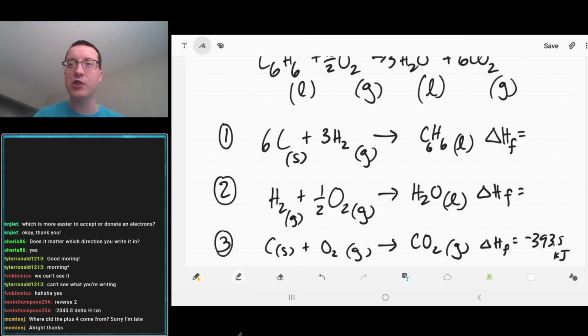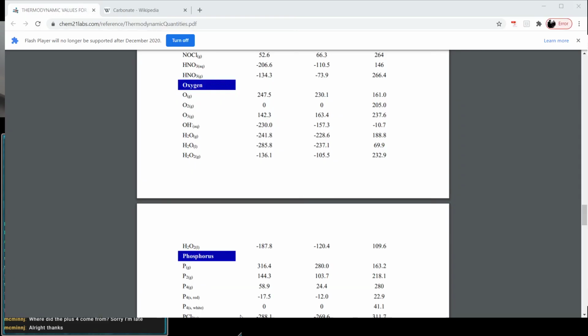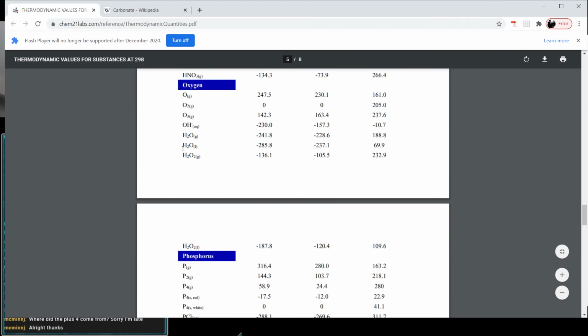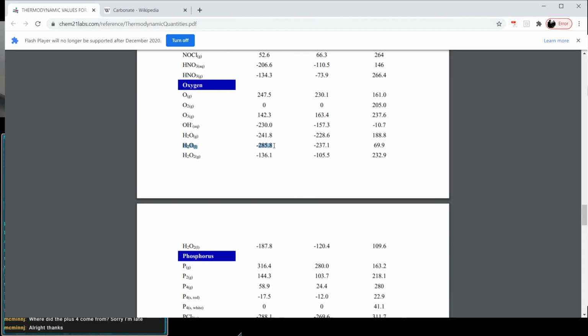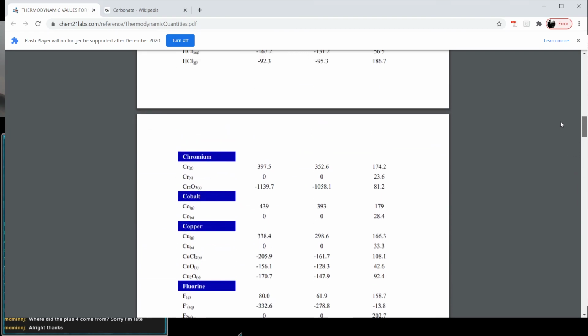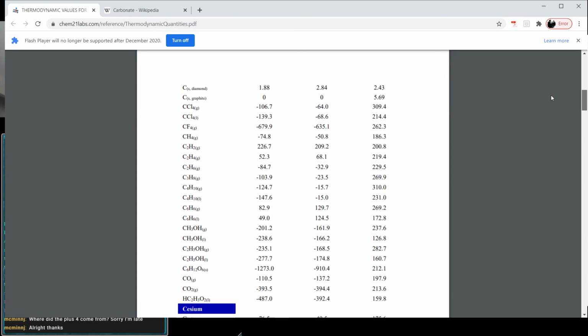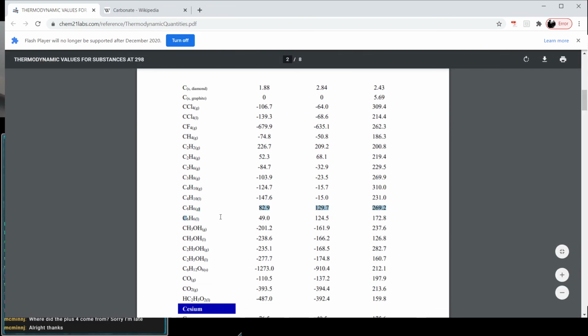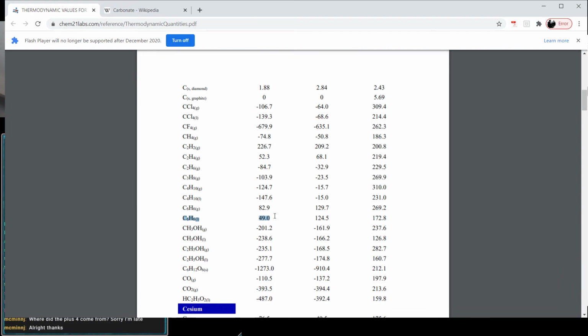Okay, let's look up our delta HFs. So back to the table. Alrighty, here is liquid water written for us. It is negative 285.8. And now we have to look up benzene. So we're going to scroll all the way up. We're going to find carbon. Here's carbon. We find C6H6 liquid. Tells us it's 49.0 kilojoules. Yes, great. Okay, cool.